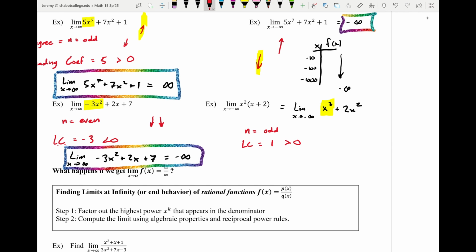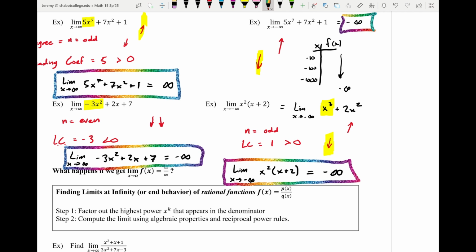So that means that the end behavior is going to look like this: down to the left, up to the right. And I'm looking at the limit as x approaches negative infinity, so this is really the part of the graph that I'm interested in. I can see that it's going down to negative infinity. So the limit as x goes to negative infinity of x squared times (x plus 2) is going to be negative infinity. You can check this with a table of values if you like, but I'm pretty confident in that one.